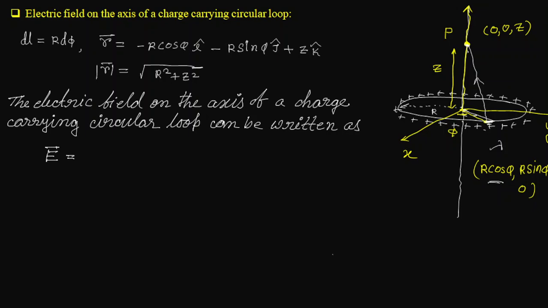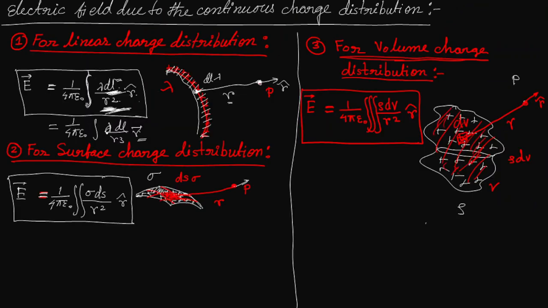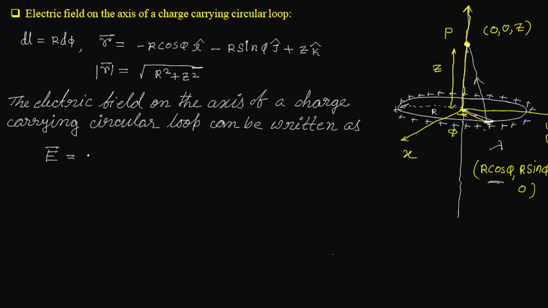We are going to use this definition. According to this definition, first we write 1 by 4 pi epsilon naught, and then lambda dl divided by r cube into r vector. Already we have written this dl here, and we also have this r vector, so we are just going to put these values here, and then we have to integrate over the region where the charge is distributed.